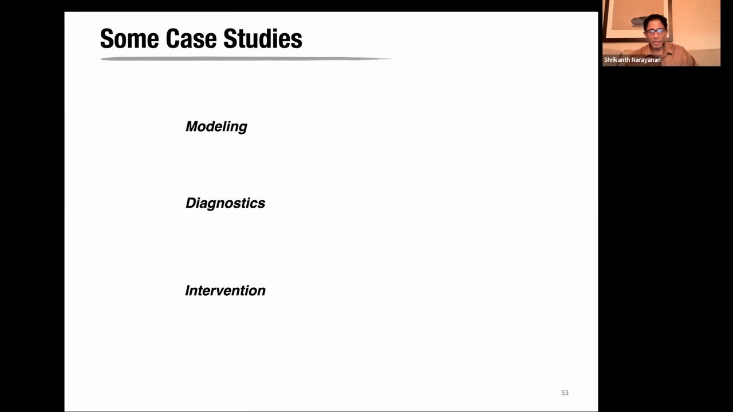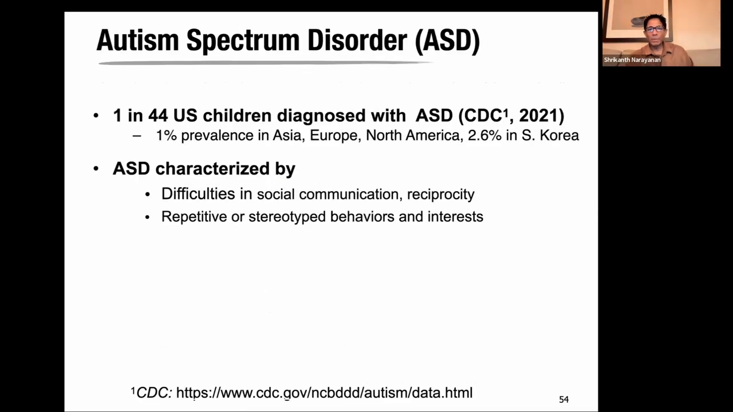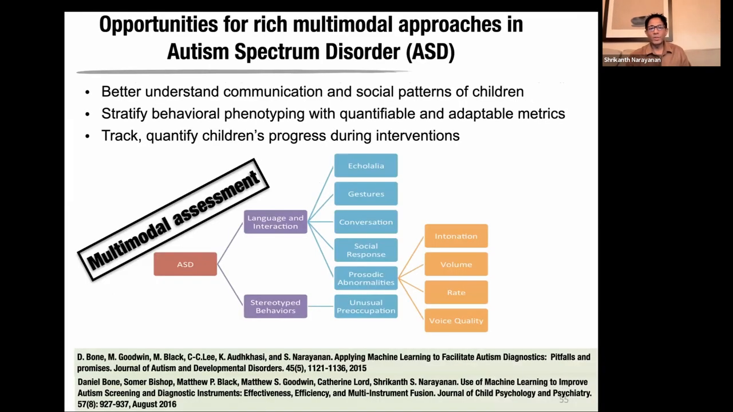I know I'm coming close to time. The next example I want to quickly illustrate is autism. I said it's a very prevalent condition, with difficulties in social communication. Again, what role can behavioral machine intelligence play? The assessment is typically done by clinical experts looking at language interactions and stereotyped behaviors. This is their rubric. One can imagine coming up with tools that can support this.